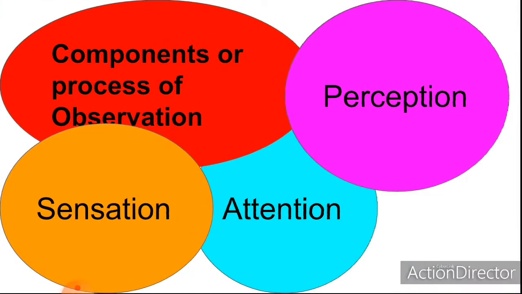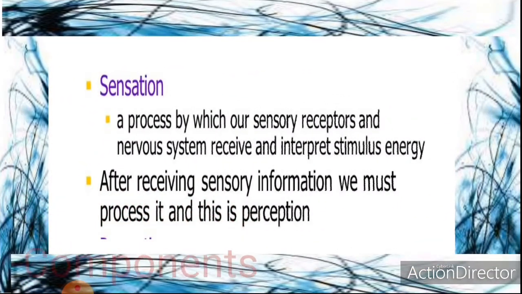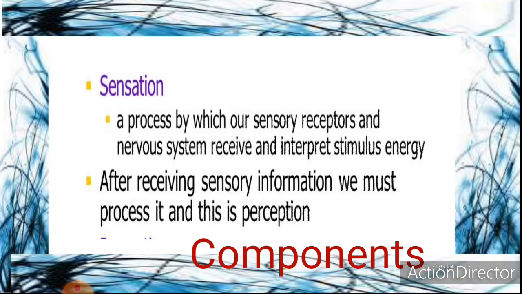Now, moving to the next area, that is components of observation or process of observation. There are mainly three components of observation. They are sensation, attention and perception. So, first we can discuss what is sensation. It is the first step in observation. It is gained through our sensory organs. Sensation is a process by which our sensory receptors and nervous system receive and interpret stimulus energy.